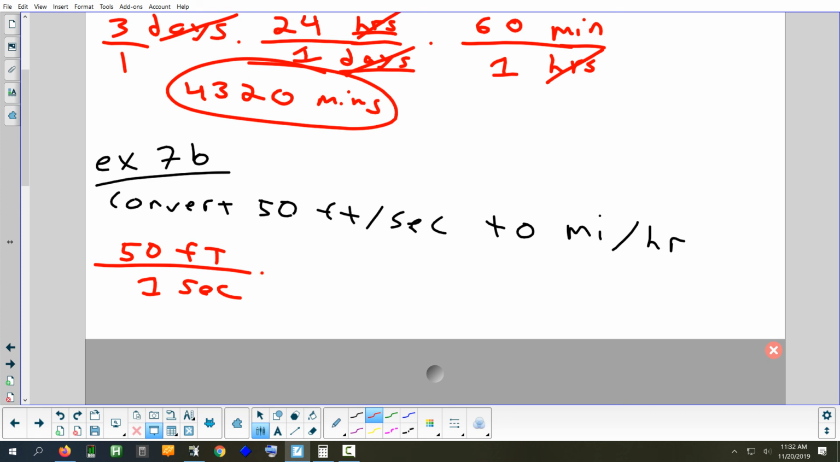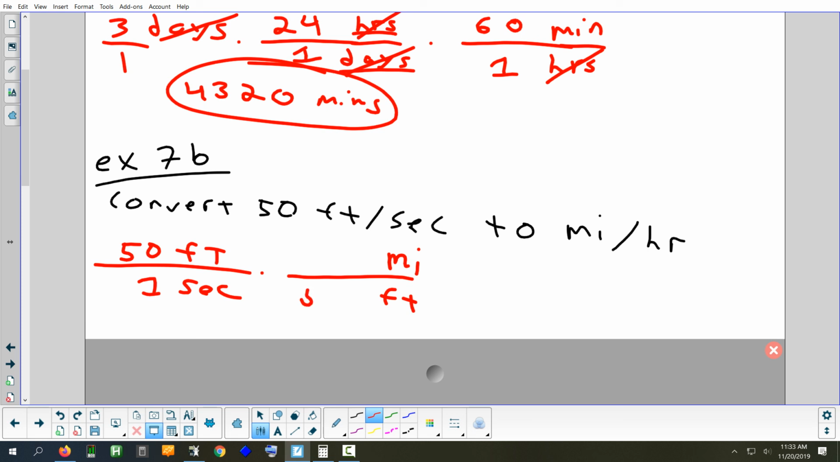Now, we can choose at this point, do we want to deal with the length unit or the time unit? Which one do we want to do first? Length. Okay. So we need a connection between feet and miles. You don't really have to go feet to yards and then yards to miles because it's a somewhat common number for how many feet in a mile. So, what's that number? 5280. Yep, 5,280.